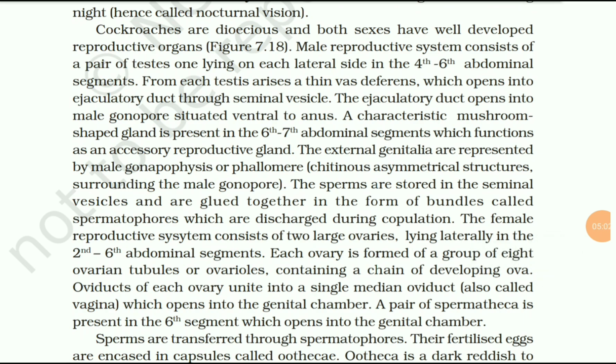Clear? The nervous system of cockroach consists of a series of fused, segmentally arranged ganglia joined by paired longitudinal connectives on the ventral side. 3 ganglia lie in the thorax and 6 in the abdomen. Where are the 3? Thorax, and 6 in the abdomen.